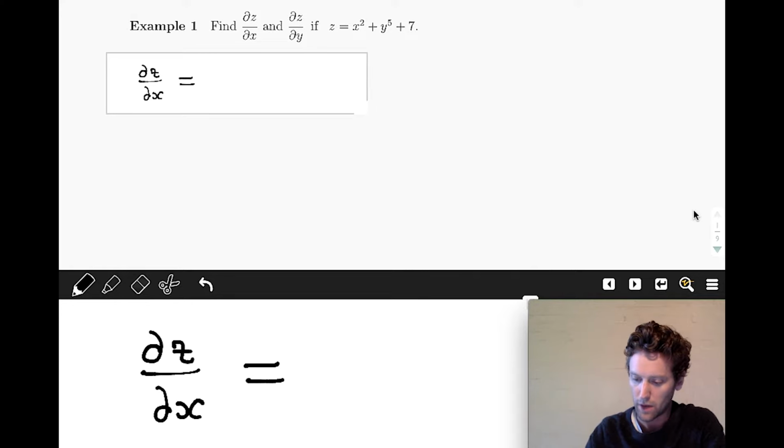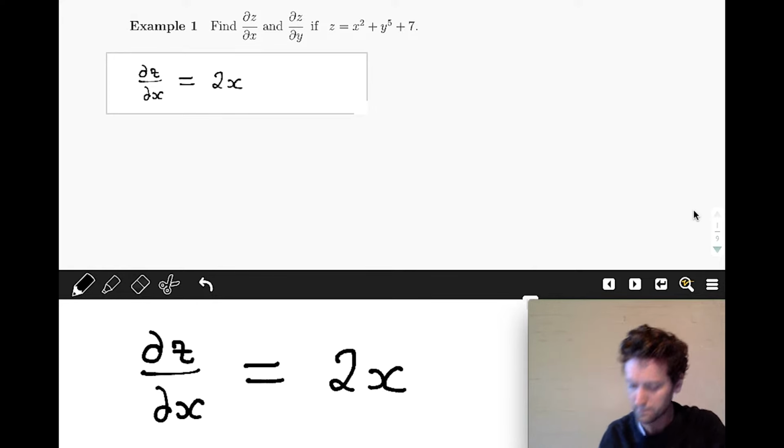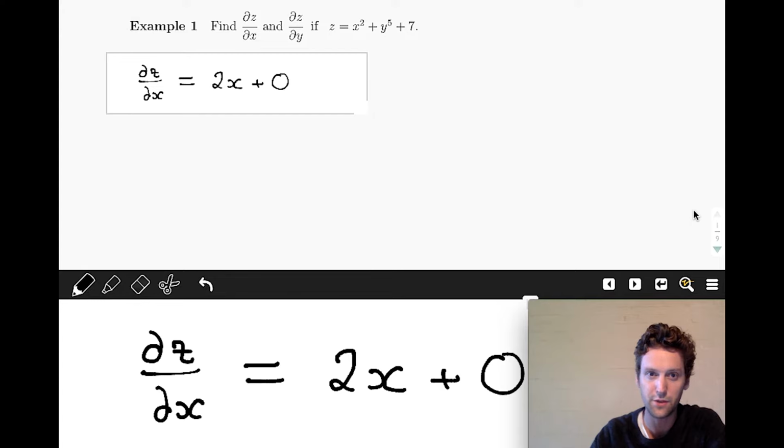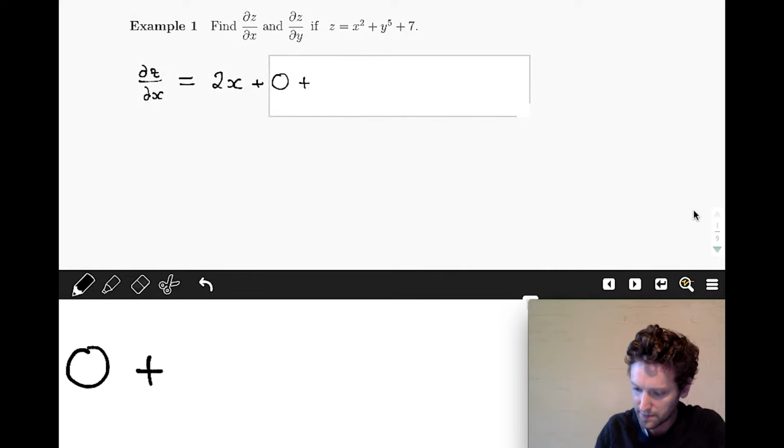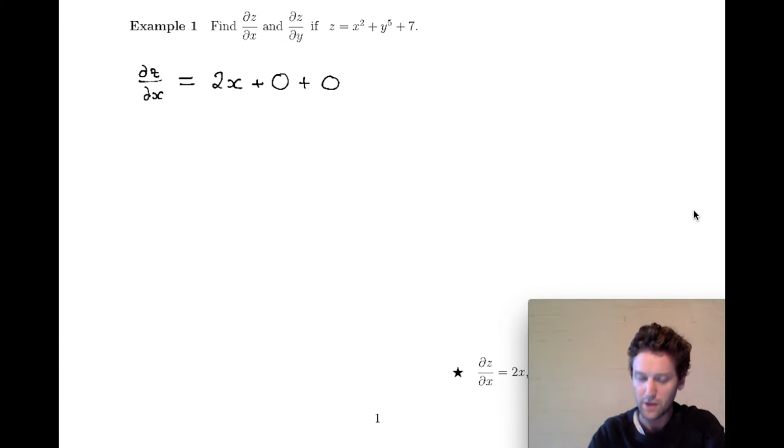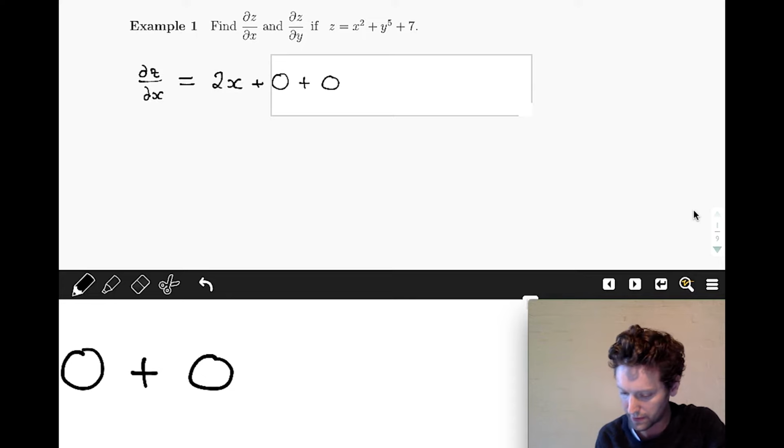And what we do is very simple. Every time we come across a function of x, we take its derivative just like we would with ordinary derivatives. So the derivative of x squared is 2x. And every time we come across a function that depends on y, we treat it like it's a constant. So in this case, y to the power of 5, y is a constant, so of course y to the power of 5 is a constant. The derivative of a constant is simply 0. So this becomes 0. That's the derivative of y to the power of 5 with respect to x. The last piece here is plus 7, so that's a constant again, so the derivative of a constant is 0. So we see that the partial derivative of z with respect to x is 2x plus 0, which is equal to 2x.